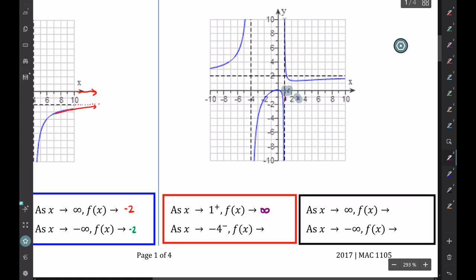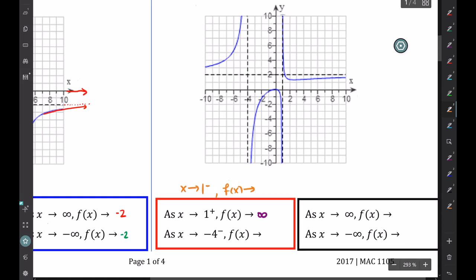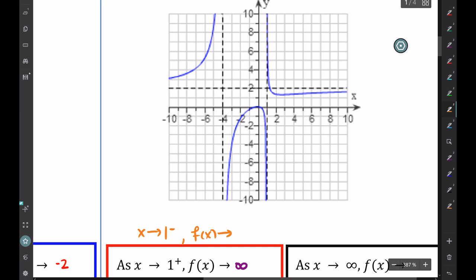If I were to ask you, what is the behavior as x approaches 1 from the left, then you would want to look at the x values over here. So that would be this part of the graph, because those are the values where x is left of 1. And you see that it would be decreasing indefinitely. It's going to negative infinity.